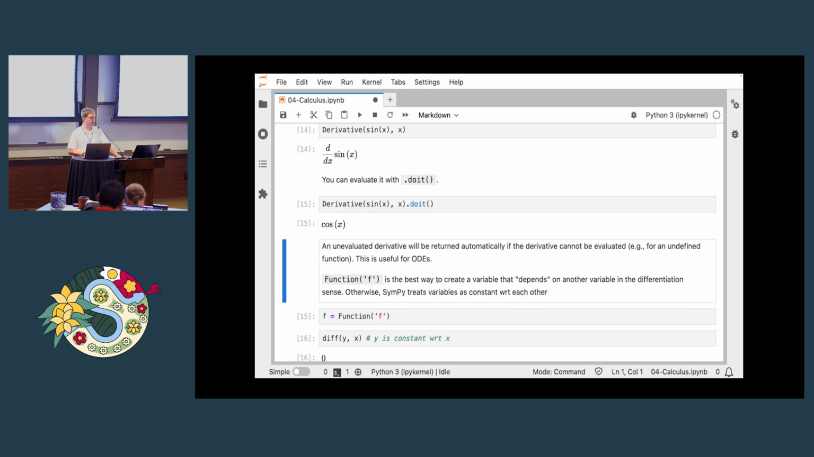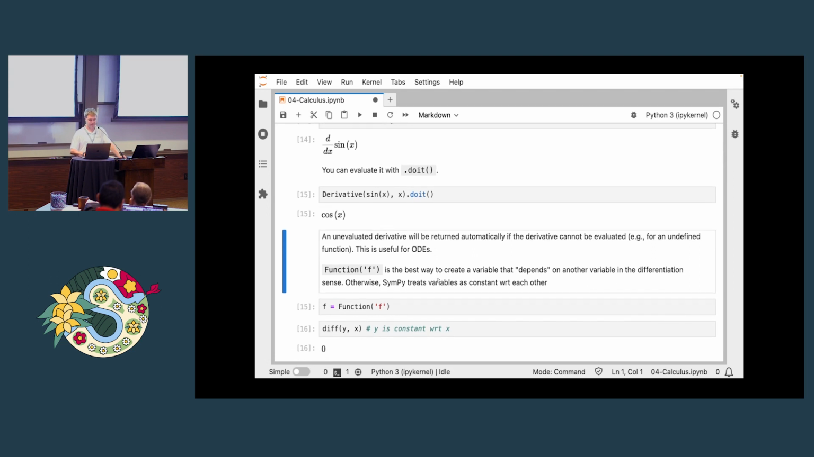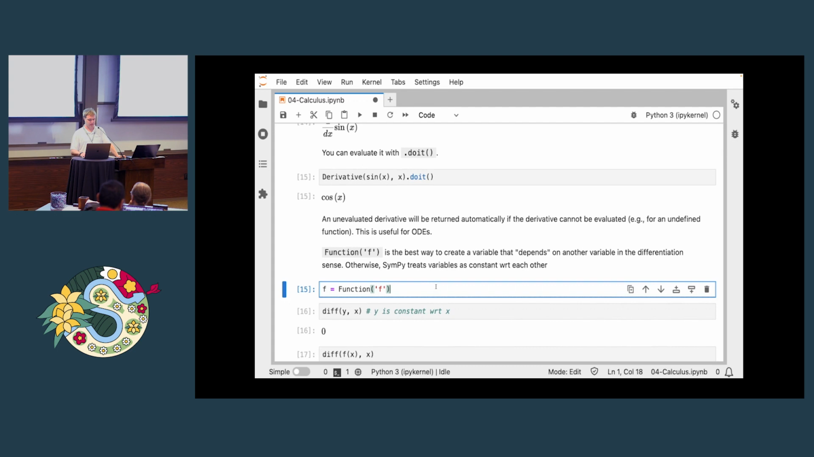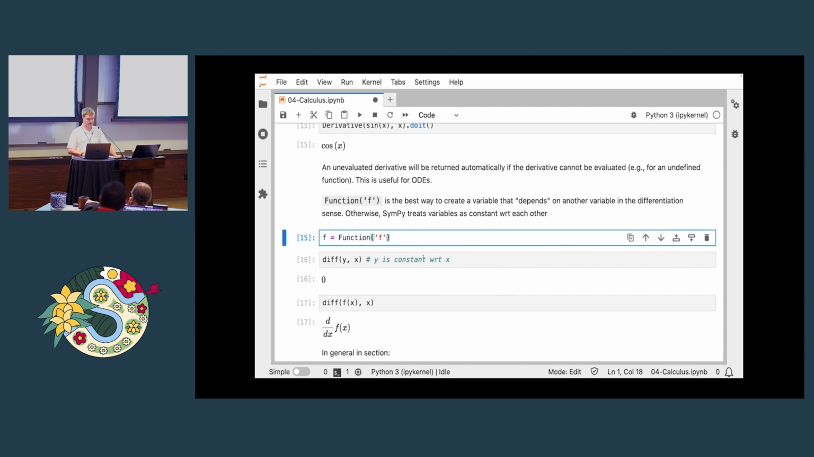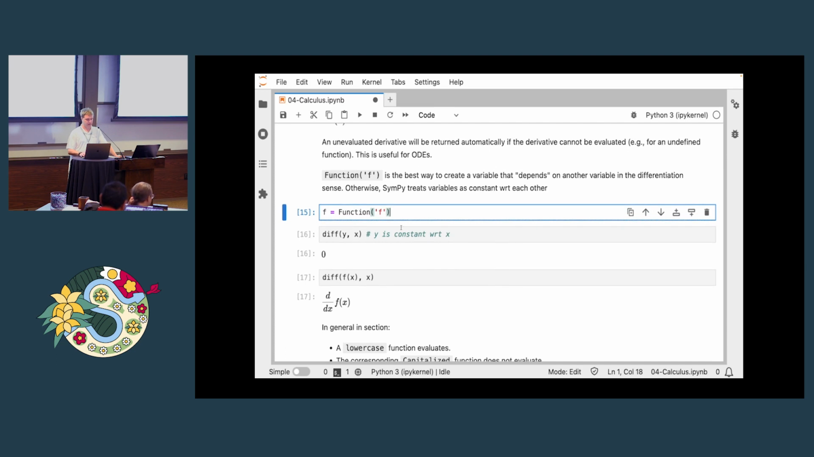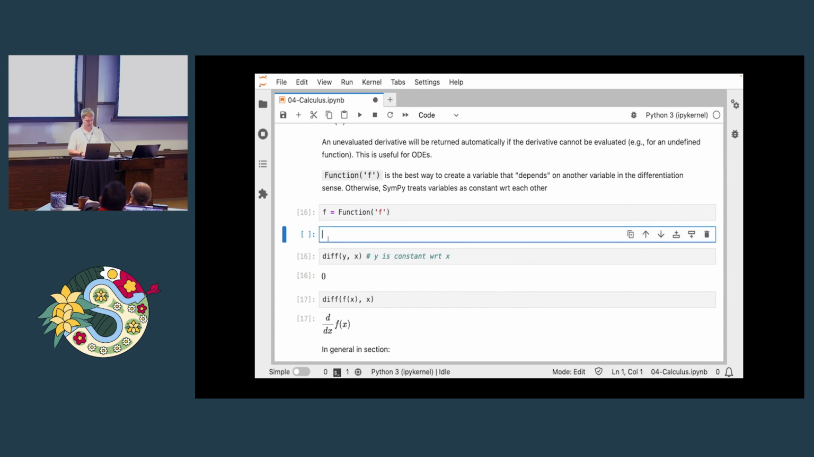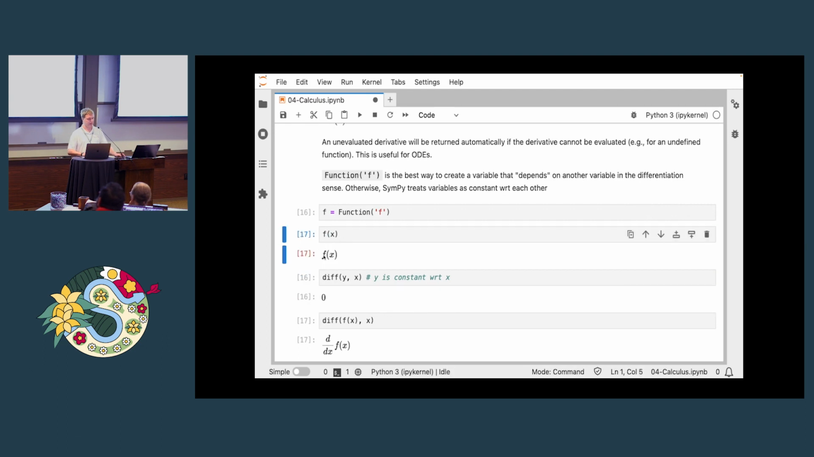You can also, if it can't compute the derivative, which for derivatives, pretty much the only case it's not going to be able to compute it is if it's an unknown function, it'll just return unevaluated. So in SymPy, to create an unknown function, you use this Function class, and that will create just an unknown function. So you can do f of x.